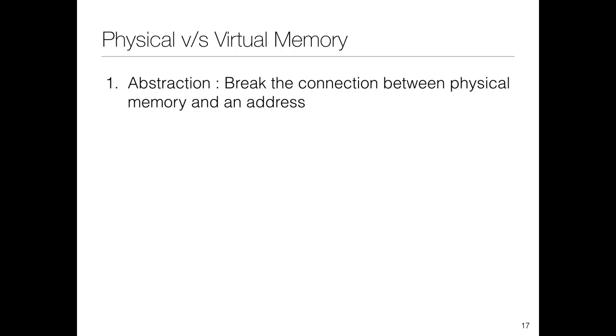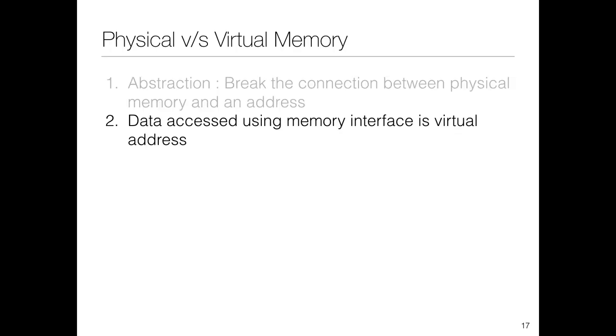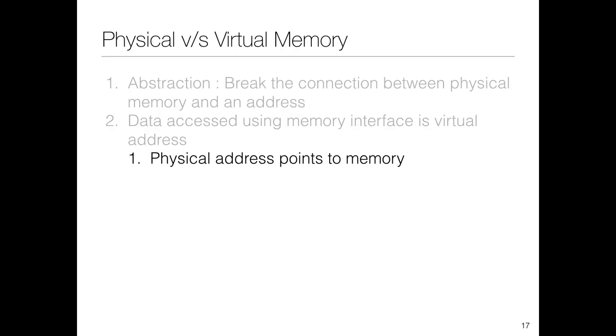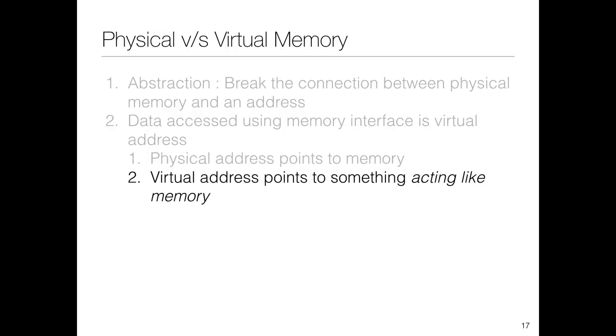Why do you think this is a good abstraction? One, the user program does not know where the program lies. The OS and the hardware will combine to tell which exact bytes it needs to address, read or write. The data access using the memory interface, which we were seeing before, load and store, actually uses virtual addresses. The physical address points to the memory, which is the chip or the circuitry which we saw previously. And the virtual address has to point to something which is acting like memory. It's not exactly memory, but it has to act like memory.